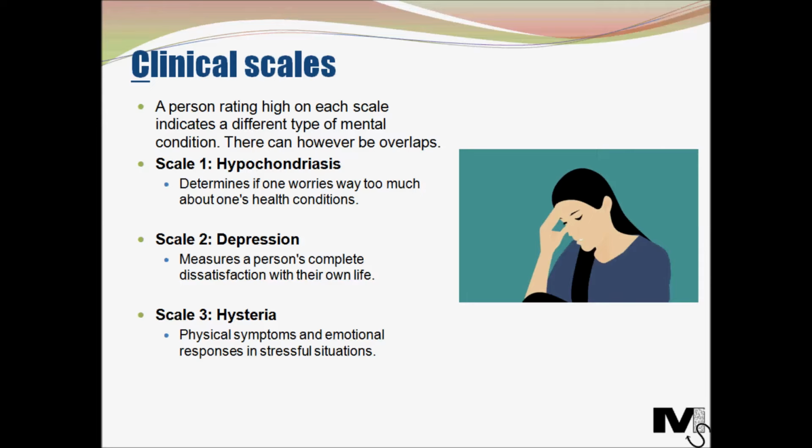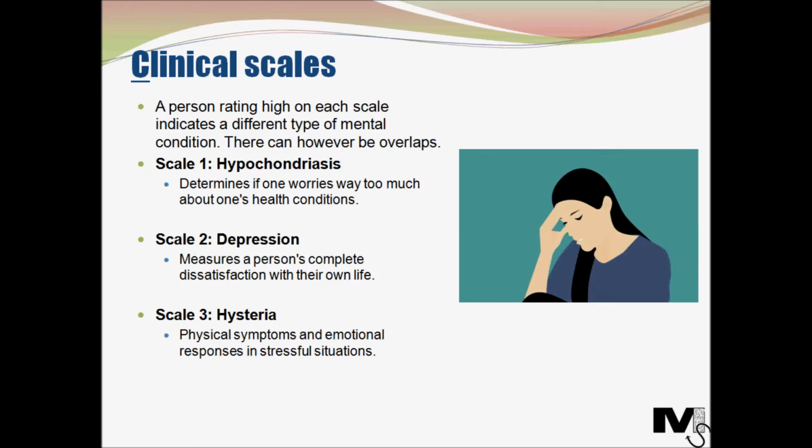Scale 2 is depression. This scale measures a person's complete dissatisfaction with their own life. Depression here is accompanied by poor morale and a very low hope for the future. In extreme cases, there could also be suicidal thoughts in individuals who rate high on this scale.